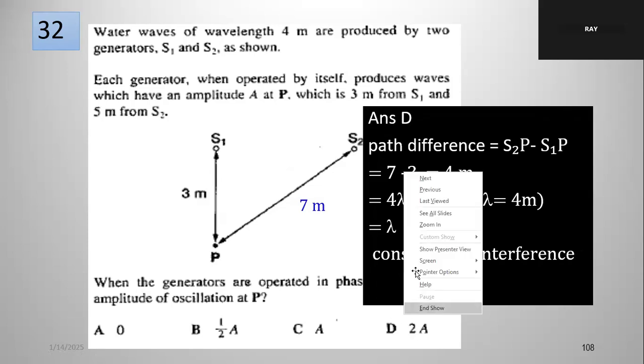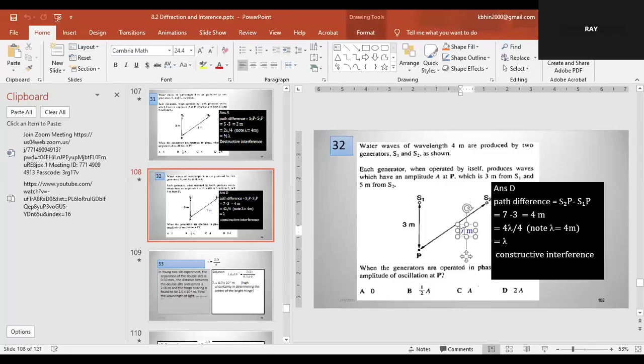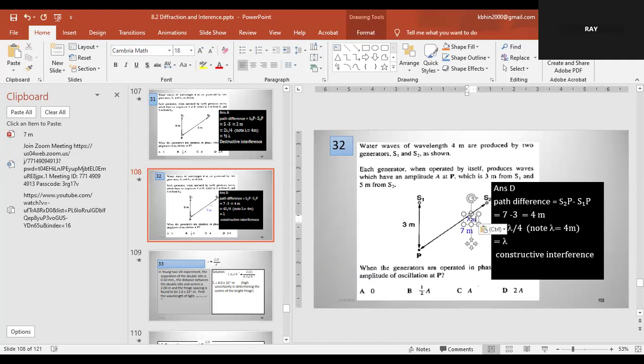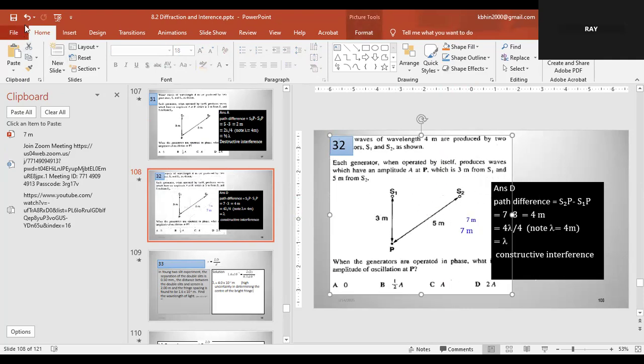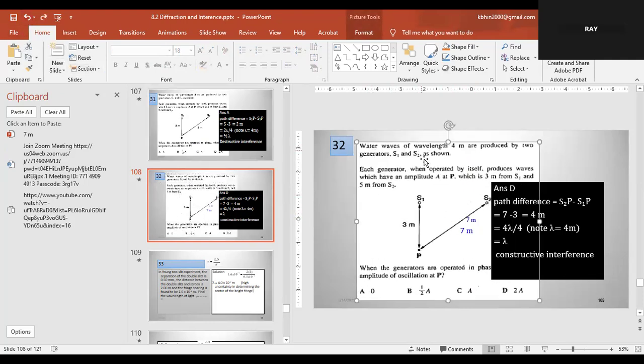Anything else? Constructive interference, A plus A. Then the previous question was half lambda plus half lambda. How come it is not just lambda is A, destructive interference?